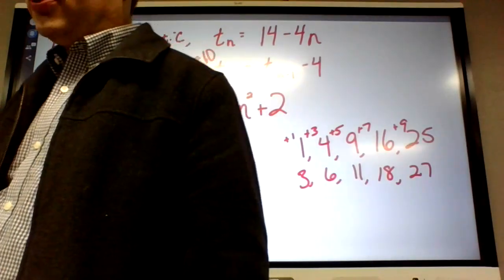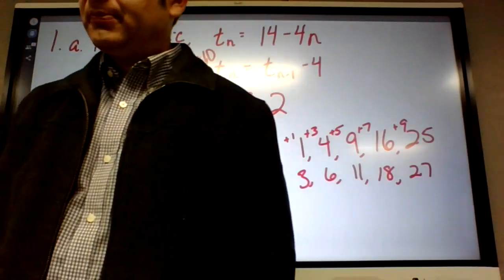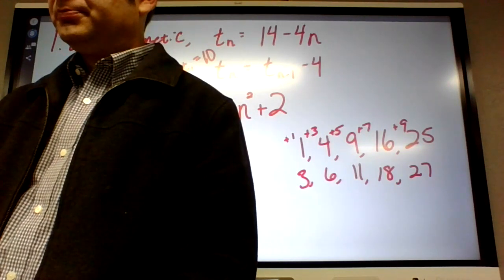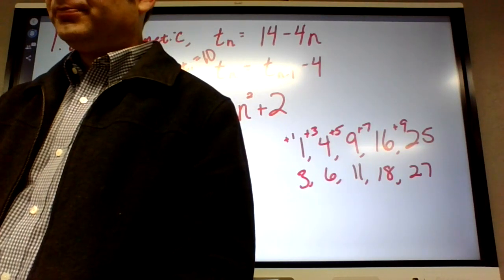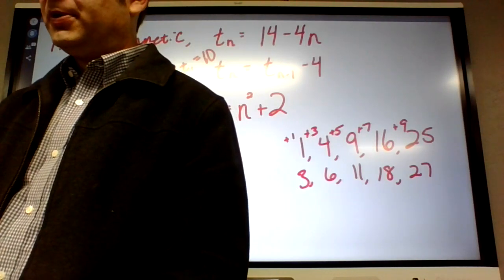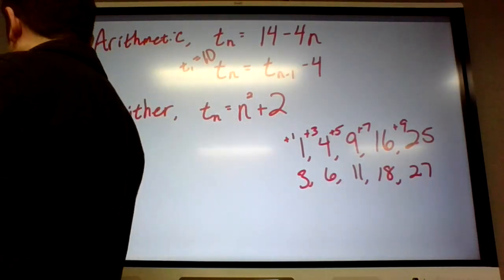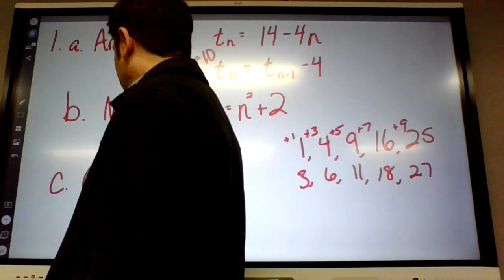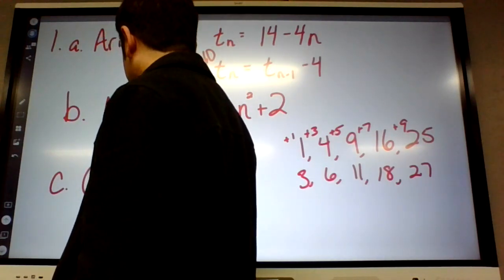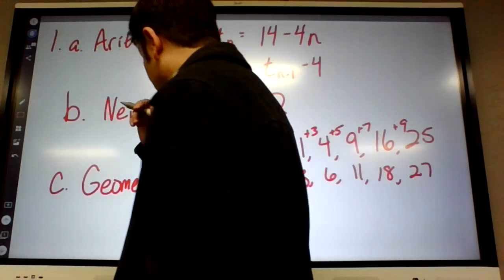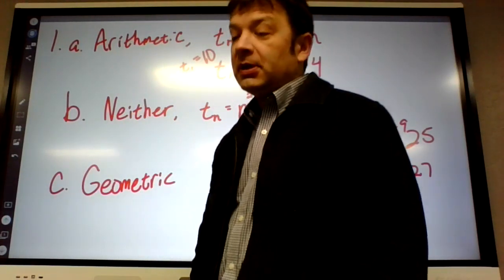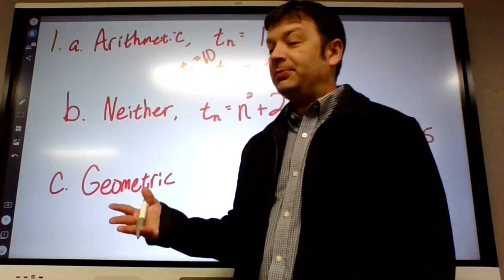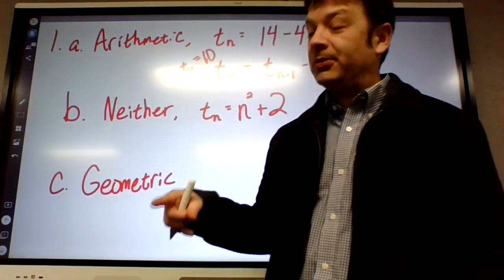Okay, C is a lot easier. What's the pattern on C? Geometric. What's the pattern? Multiply by negative 3. Yeah, so when it's arithmetic and geometric, it makes it a lot easier to figure out. Geometric, because we're multiplying by negative 3. If it was divide by negative 3, that would still be geometric because that's like multiplying by negative 1/3.